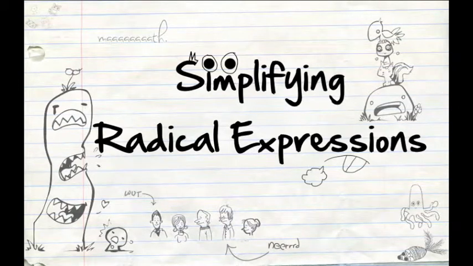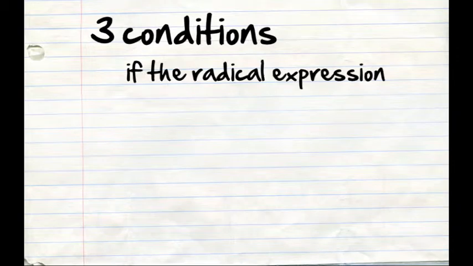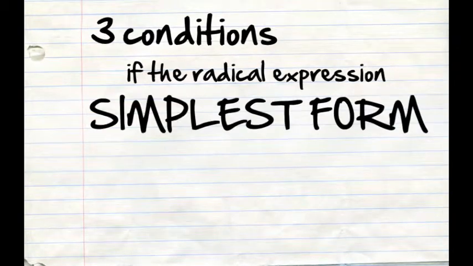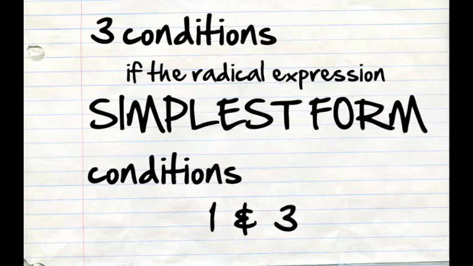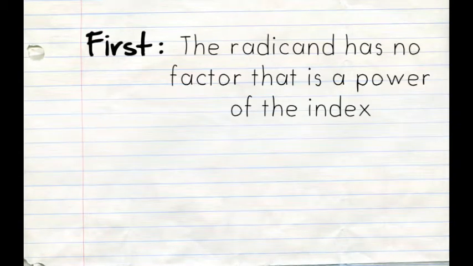Lesson 1. Simplifying Radical Expressions. In this video, we have presented three conditions to identify if the radical expression is in its simplest form. But take note that we will only be discussing conditions 1 and 3. First is the radicand has no factor that is a power of the index.